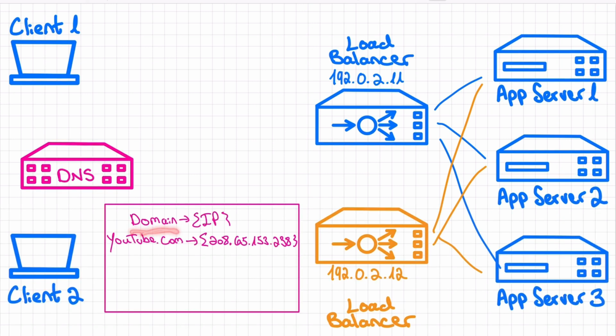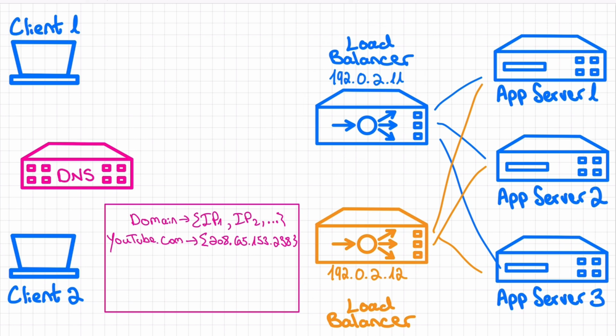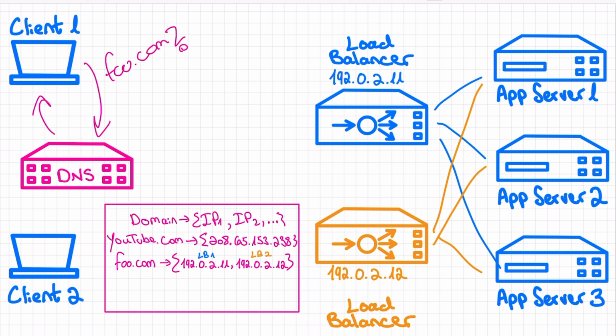And domain names don't have to map to a single IP address. In our example, these two load balancers act as the gateway to our website foo.com. Then we will want the DNS server to map the hostname foo.com to a list with both their IPs. And when a client wants to access our website, it will make a request for the IP of foo.com, and the DNS server will send back one of these two IPs. This is how the client will know which load balancer it needs to connect to.